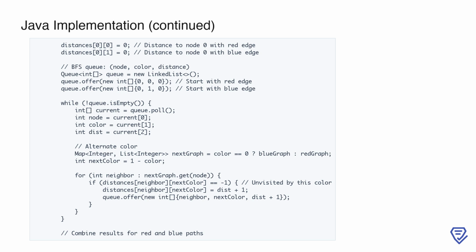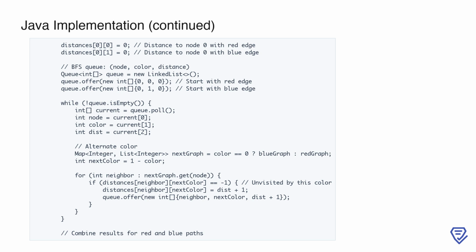Now, we set the starting point for our traversal. The distance to node 0 using either a red or blue edge is set to 0 because we're already at the starting node. To perform the breadth first search, BFS, we initialize a queue where each entry contains the current node, the color of the last edge used, and the distance traveled so far. We start by adding two entries for node 0, one assuming the last edge was red and the other assuming it was blue. Then, we proceed with the BFS loop.